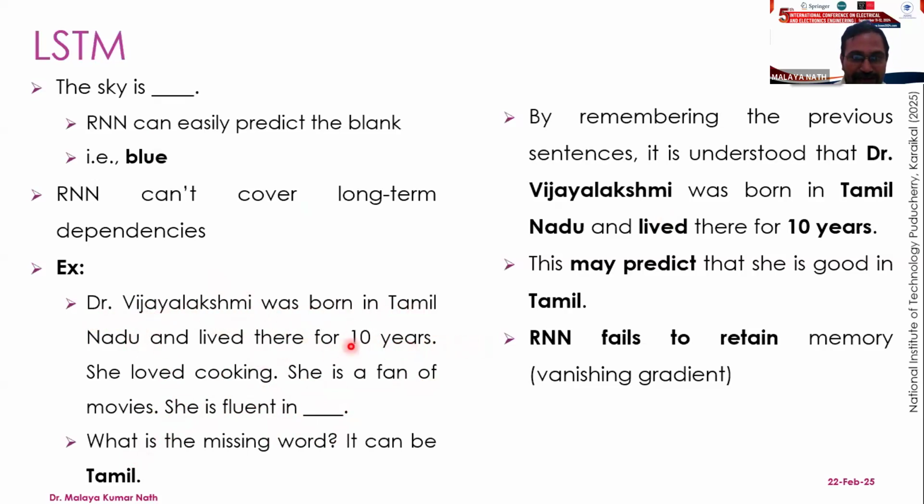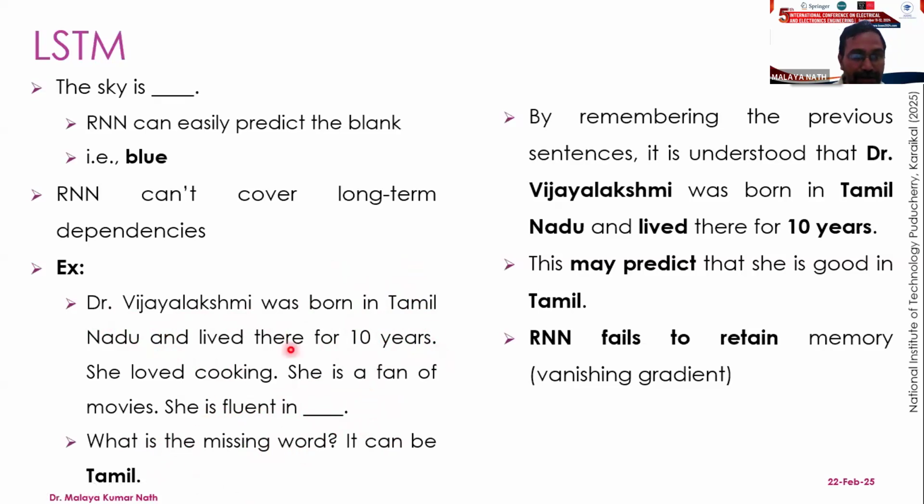So now, as she was born in Tamil Nadu and lived there for 10 years, this information can be used to predict what the blank line will be. So now she is fluent in Tamil. This missing word is nothing but Tamil. So this LSTM is able to keep the memory for a longer dependency. Fluent in Tamil, so what is the missing word? I can say that it is Tamil.